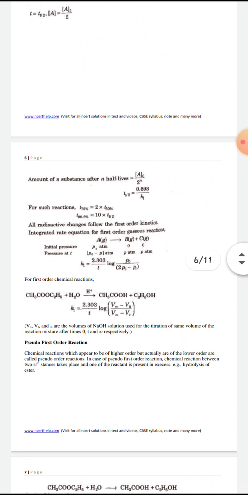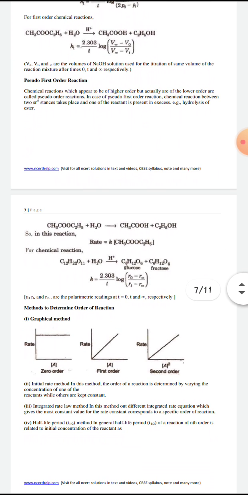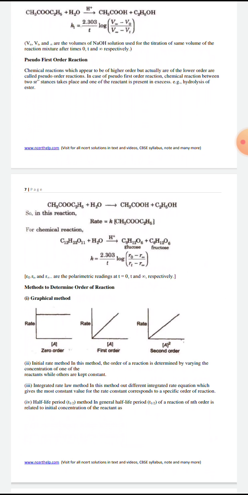Let's continue from pseudo first order reaction. Chemical reactions which appear to be of higher order but actually are of lower order are called pseudo first order reactions. In a pseudo first order reaction, a chemical reaction between two substances takes place and one of the reactants is present in excess. So this is the formula for it. For example, in this chemical reaction, C12H22O11 plus H2O gives glucose and fructose.